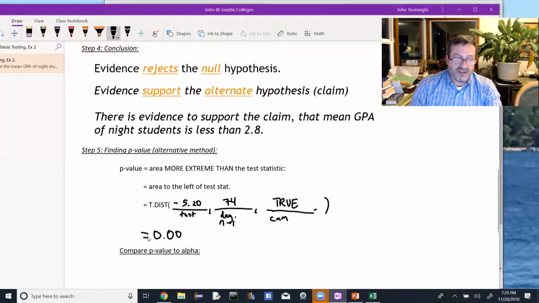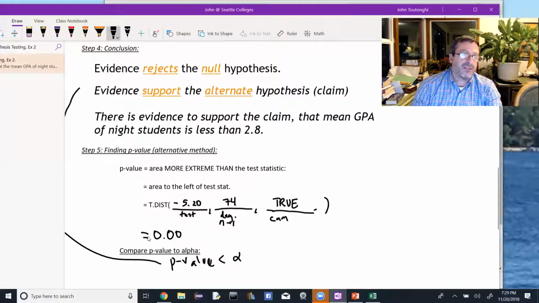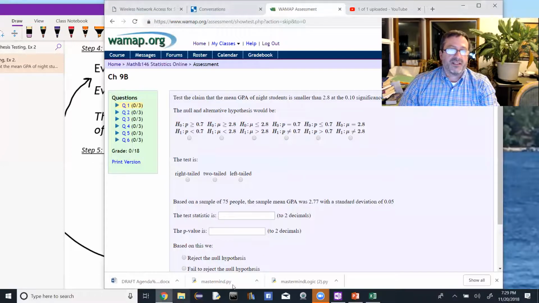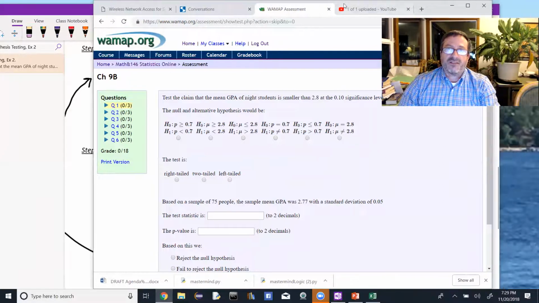So clearly the p-value is less than alpha. And again, that has the same conclusions as the test statistic being in the tail. The evidence rejects the null hypothesis. The evidence supports the alternate hypothesis, or there is evidence to support the claim that the mean GPA of my students is less than 2.8. I'm just going to jump back over to the homework site and enter these answers in and see if we got it right. So now, how would I take what I just did and answer these questions?